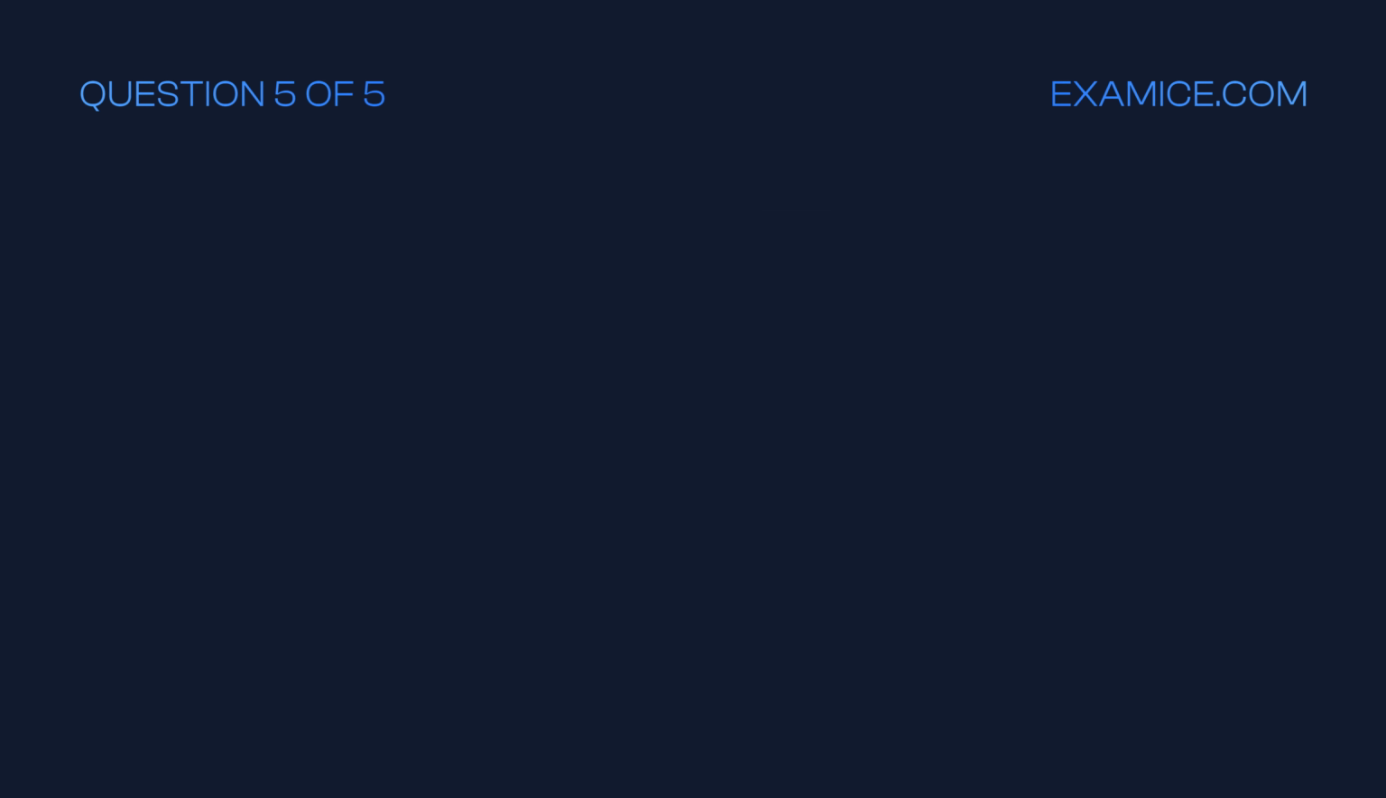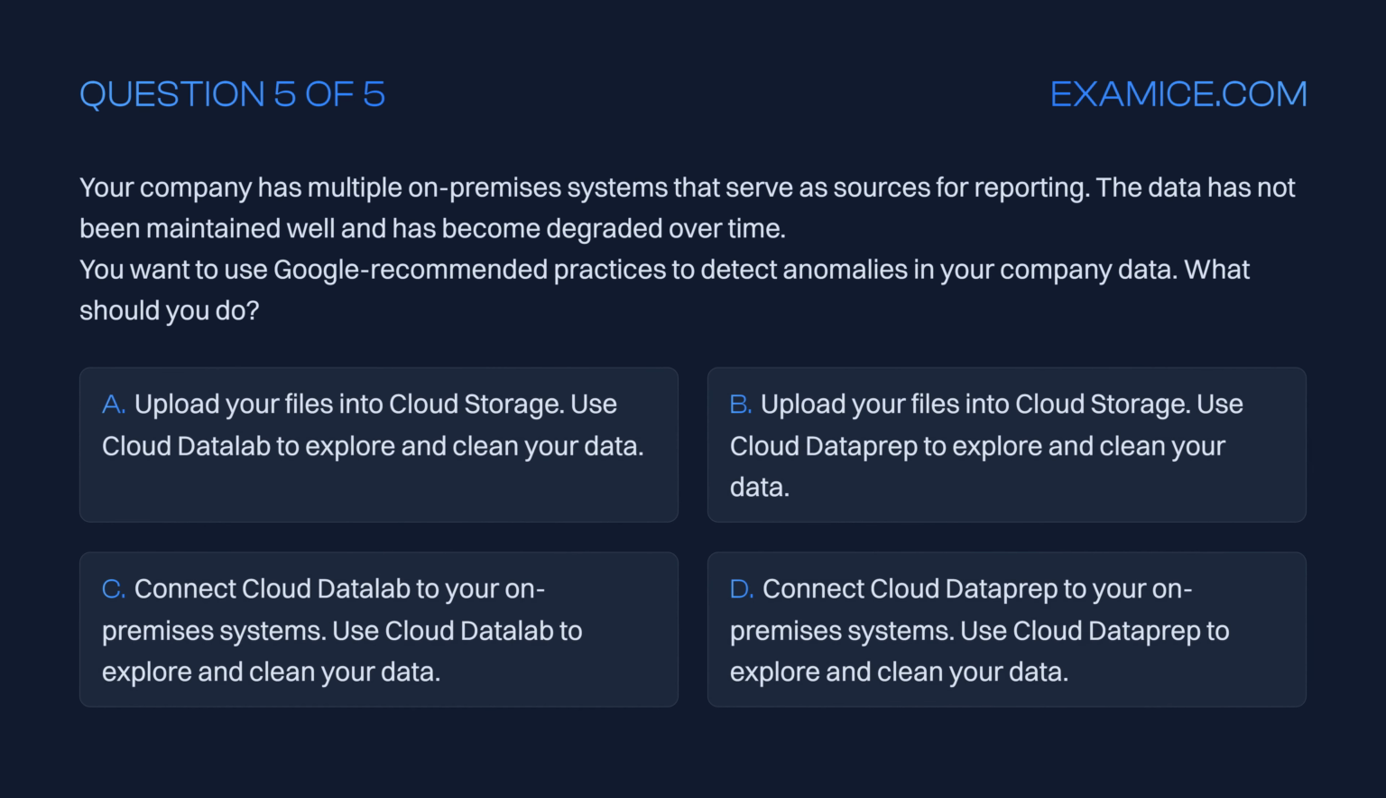Question 5. Your company has multiple on-premises systems that serve as sources for reporting. The data has not been maintained well and has become degraded over time. You want to use Google recommended practices to detect anomalies in your company data. What should you do? Option A, upload your files into Cloud Storage.